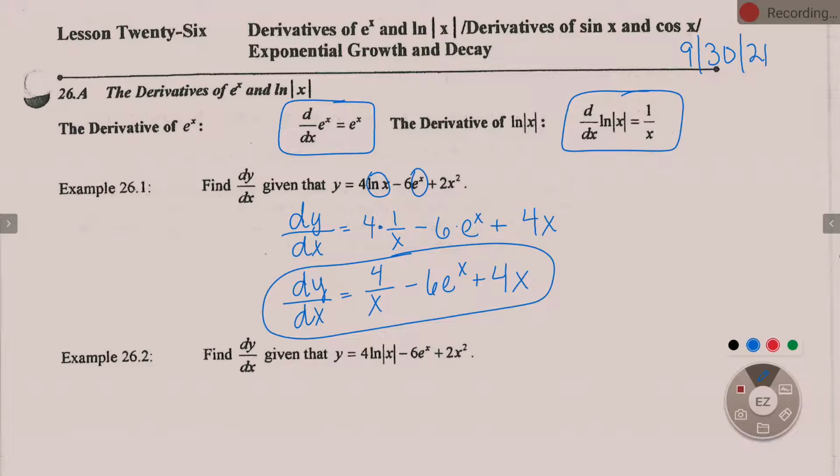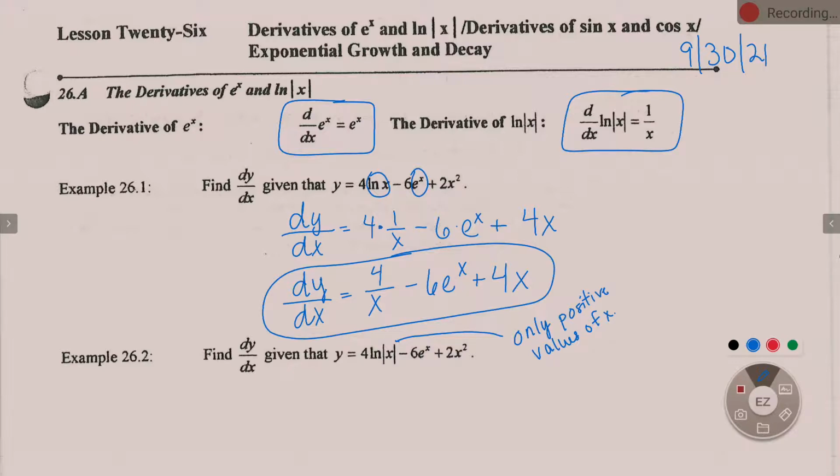Example 2. Find dy/dx given that y equals 4 natural log of the absolute value of x minus 6e to the x plus 2x squared. Would it not be the same? It is pretty much the same. What's the only difference here? Is it that it's ln of the absolute value of x? Yeah, the only difference is that this one specifies the absolute value, so we're only going to use positive values of x. But other than that, the plan is the same.